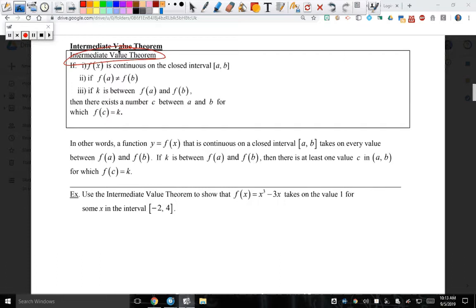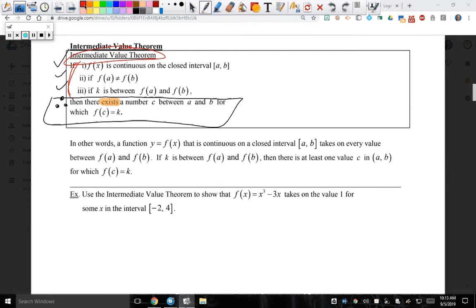IVT is a theorem that if these three conditions are satisfied and true, then this is my therefore. Remember, we did therefore with continuity. So if this is true, and this is true, then this must exist: there must exist a number c between a and b for which f of c is equal to k. And all these letters, it's like, what does all this even mean? So let's break it all down as we go through.